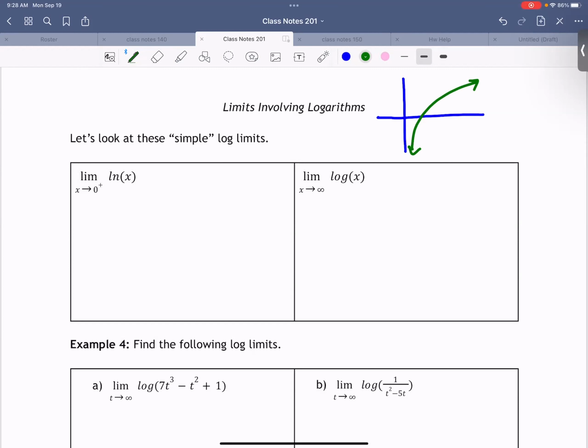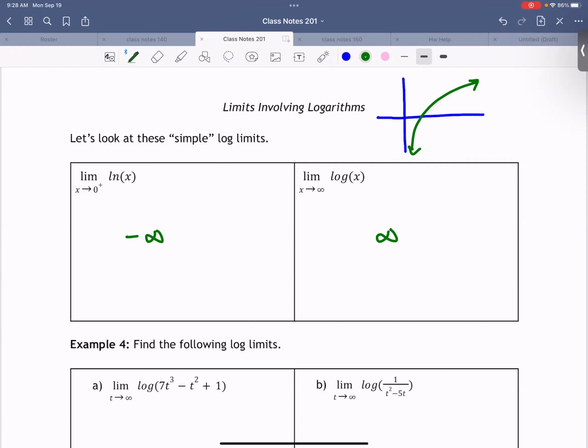Okay, taking a look at this graph, what's the limit as x approaches 0 from the right of ln x, which is the natural log, right? What is that limit going to? Negative infinity, right? As we're getting closer and closer to 0 from the right, our y values are getting closer and closer to negative infinity. What about as x approaches positive infinity? Where are our values going now? Positive infinity, good.